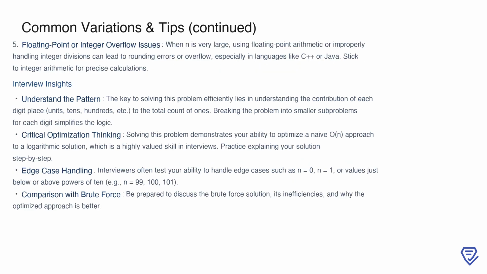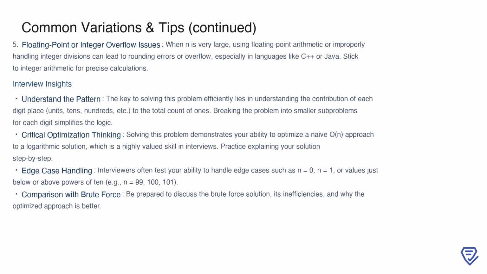Another issue to be wary of is floating point or integer overflow errors, especially when n is very large. This is particularly relevant in languages like C++ or Java, where improper handling of divisions or floating point arithmetic can lead to rounding errors or overflow. To avoid this, stick to integer arithmetic to ensure precise calculations.